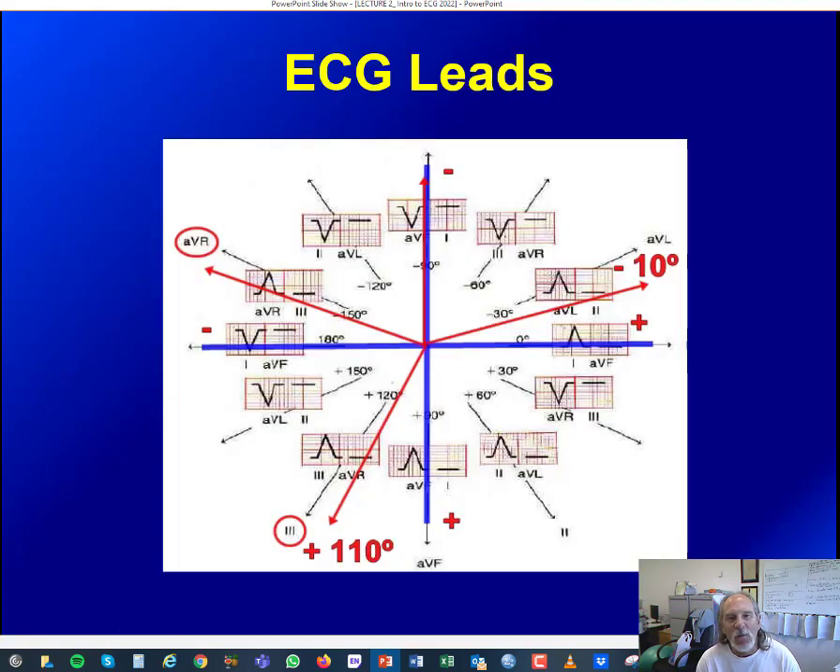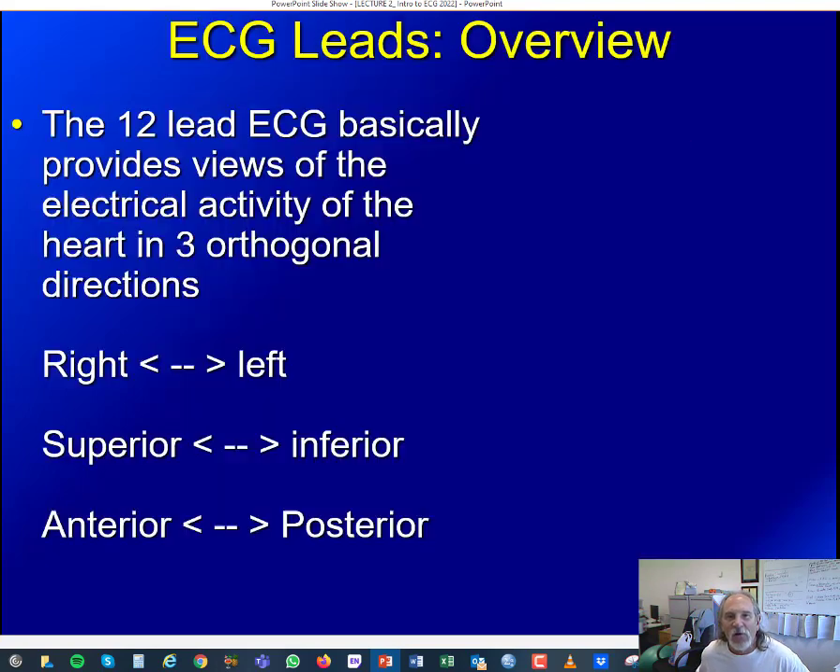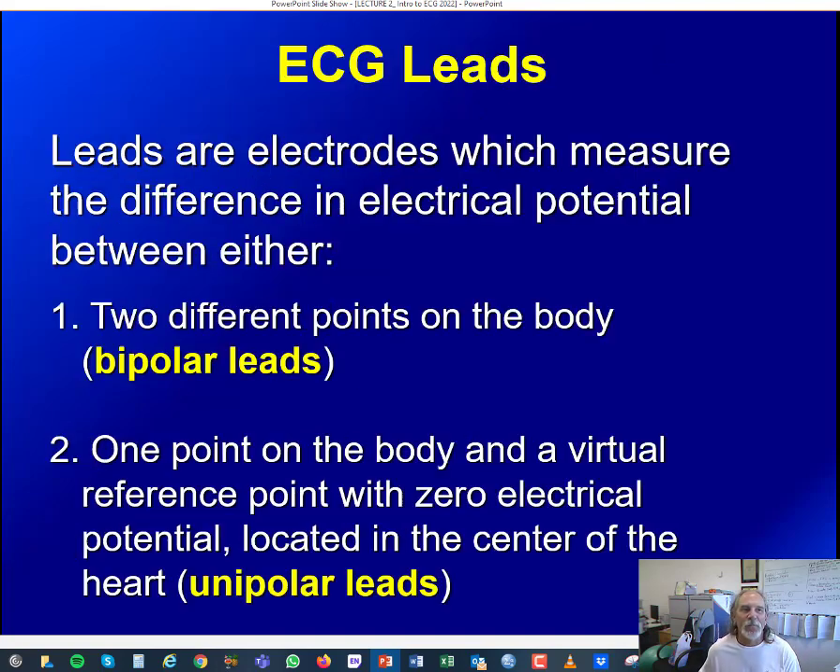So this is a summary of, if we consider the heart to be here in the center, the different leads that you have on a 12-lead ECG and the direction and the aspect that it's looking at the heart. So as an overview, a 12-lead ECG provides views of the electroactivity of the heart in 3 directions: right to left, superior to inferior, and anterior to posterior.